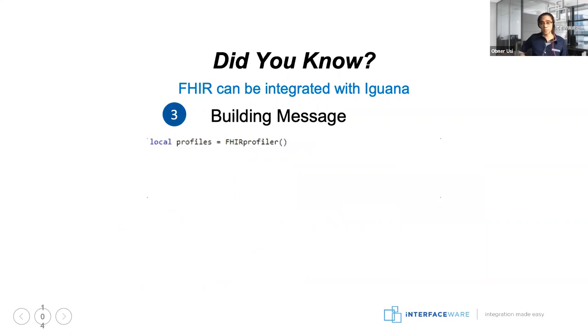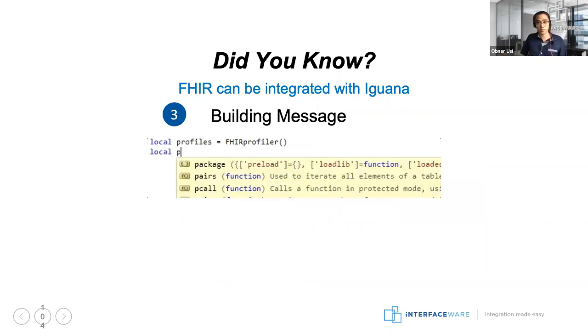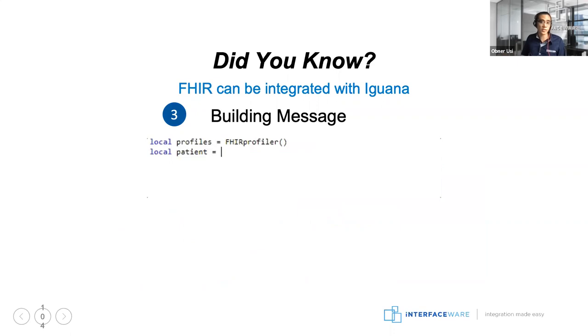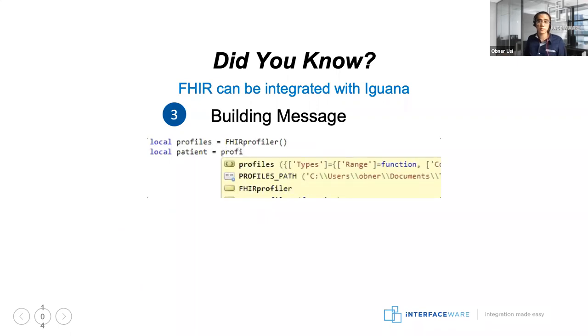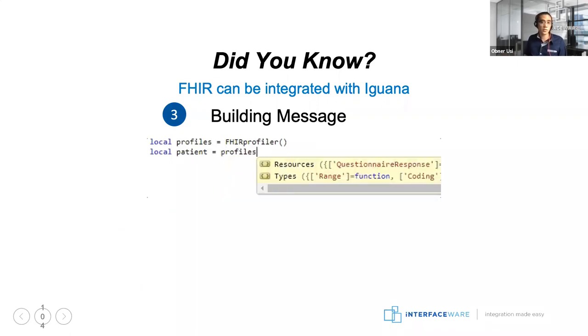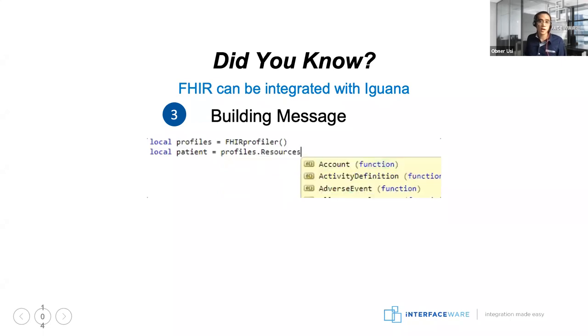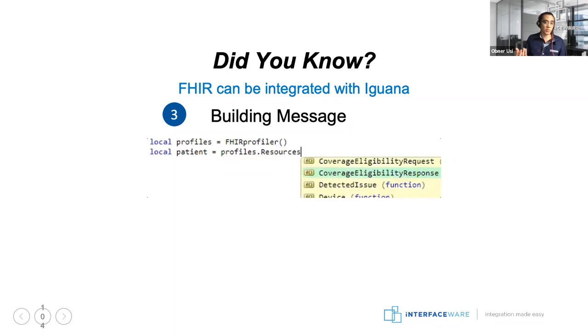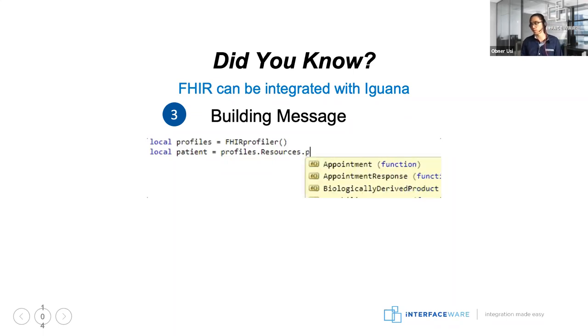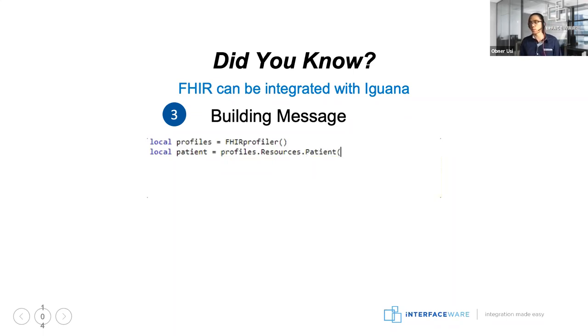To build a message, you will need to build the FHIR resource and populate each field. Here, I have the patient resource template created in one of my profiles. I assign the variable patient with my patient resource profile to build the message. Here, I'm just looking for the specific patient resource. You can even just type it in like that, and there it is, patient resource.